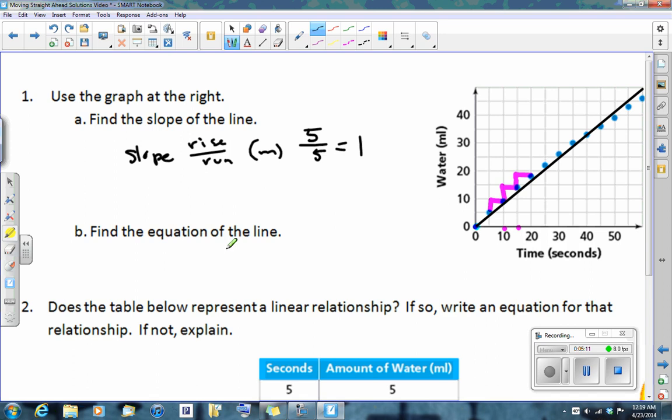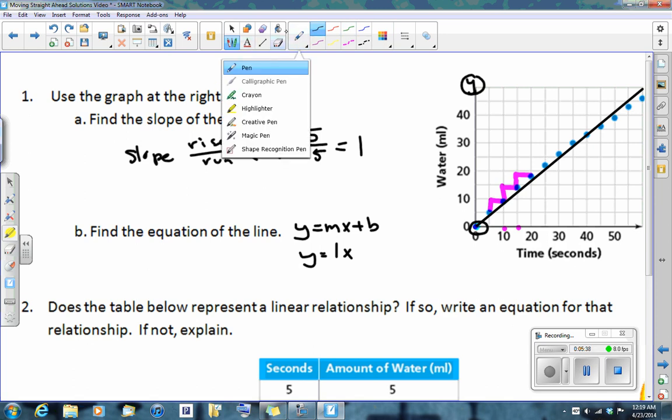Find the equation of the line. Now we're going to be thinking back to what you saw on the first screen. Slope-intercept form is y equals mx plus b. We don't have to fill in the y or the x. We just have to fill in the slope, which is 1. And the y-intercept we said was down here at 0. It's where it crosses the y-axis, which is not labeled here, but the y-axis, of course, runs vertically.